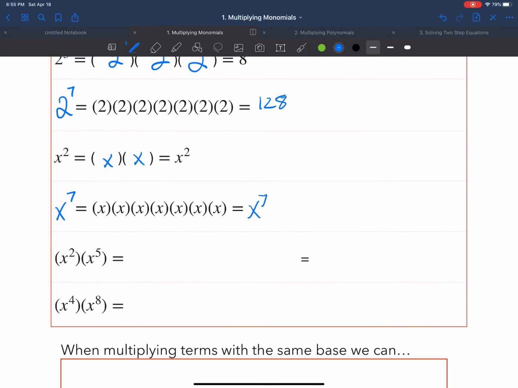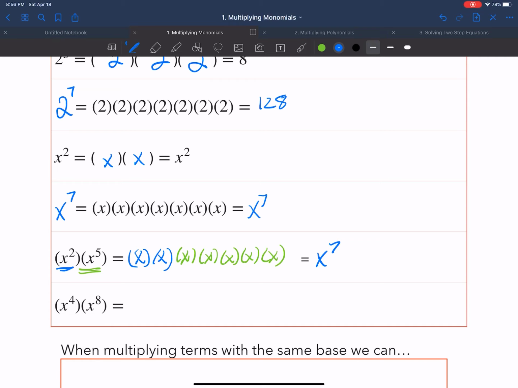So here, what this part here, x squared, would mean is x times x. This part here means x times itself 5 times. Now if we count all the x's together now that I've written them out, 1, 2, 3, 4, 5, 6, 7. X to the power 7.